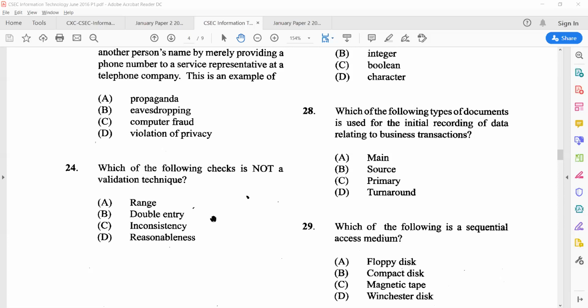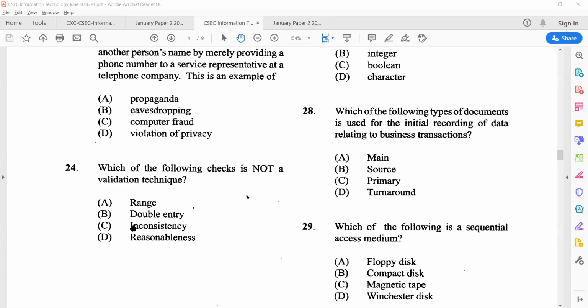All right, so the range check is a validation technique, right? What about double entry? Is that validation or verification? Right, so double entry is a verification check. So the answer so far, that's the only verification check, right? B. Inconsistency is a validation check, and reasonableness is another validation check. So the only verification check in this question is double entry.